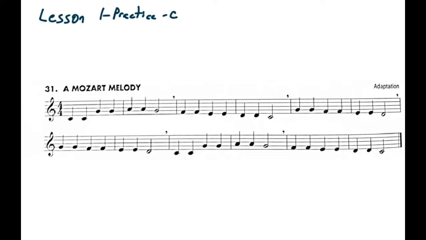Okay, so this is a sample straight out of the band book, and orchestra people, the next sample will be yours. But Mozart melody, you hear that at this level, that always means twinkle, twinkle. Okay, that's all this is.